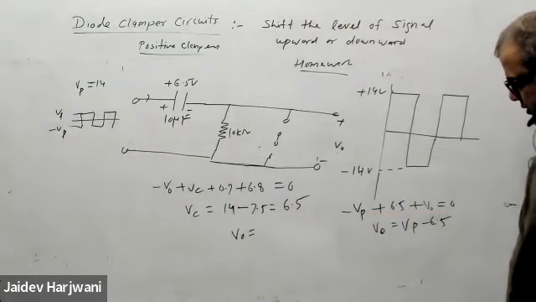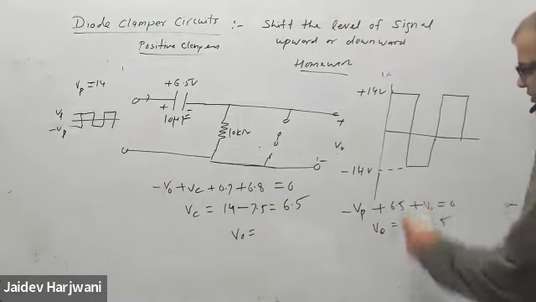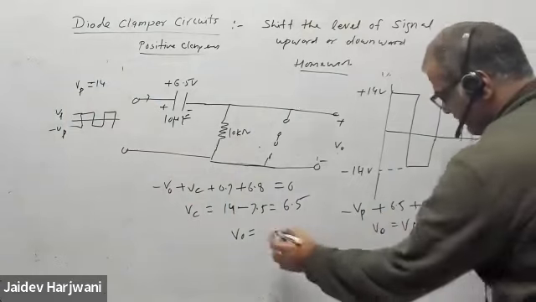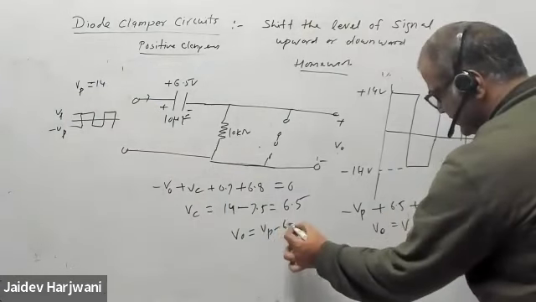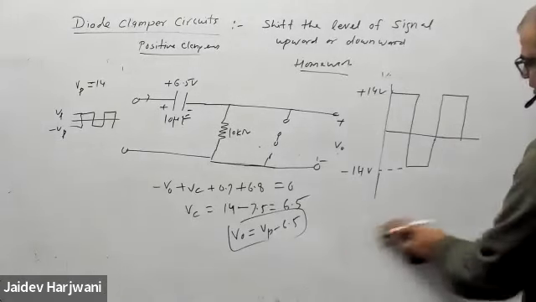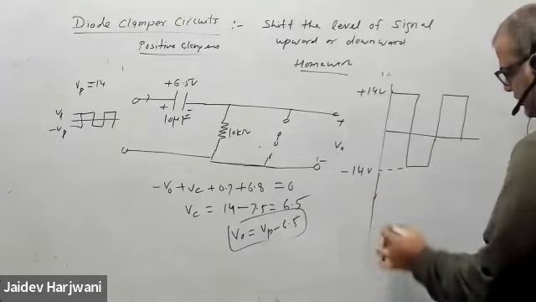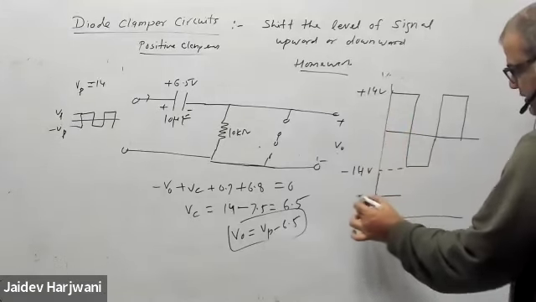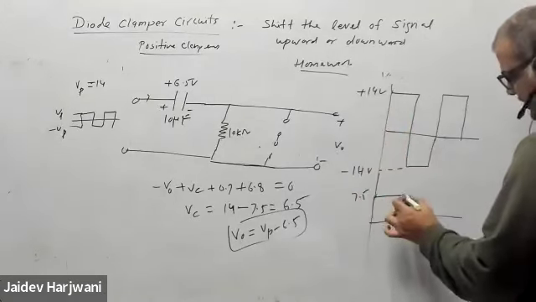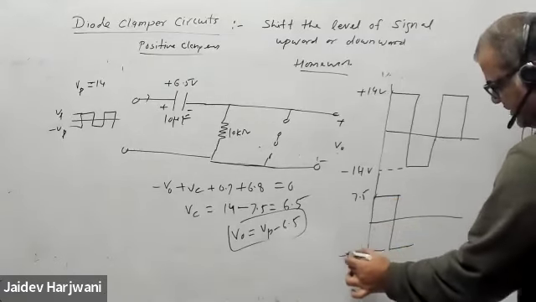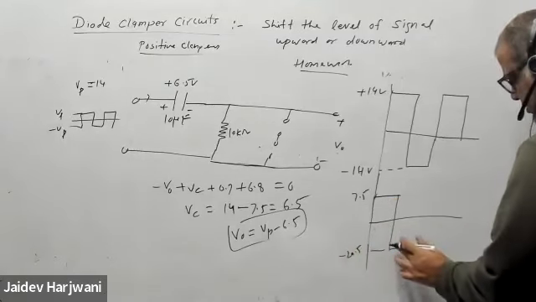Now put the values and draw. So this is the equation I'm writing here: V naught will be VP minus 6.5. VP is the maximum value. Put the value here; this is 14. That will go 7.5 here, 7.5. There is a minus 14 to come. Minus 20.5, minus 20.5.